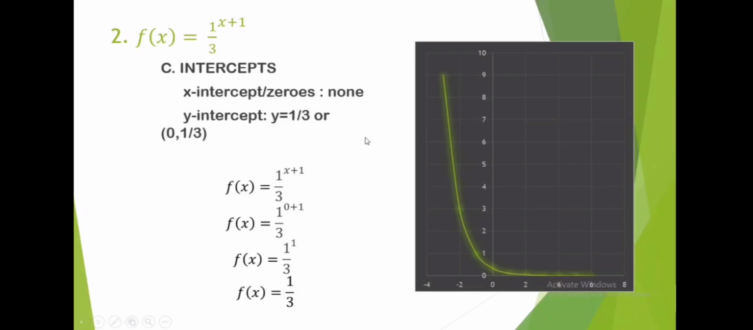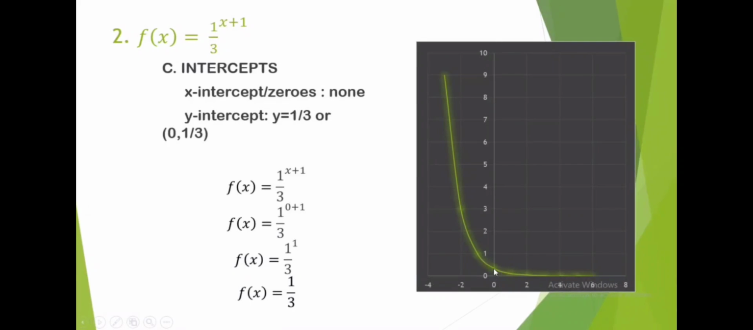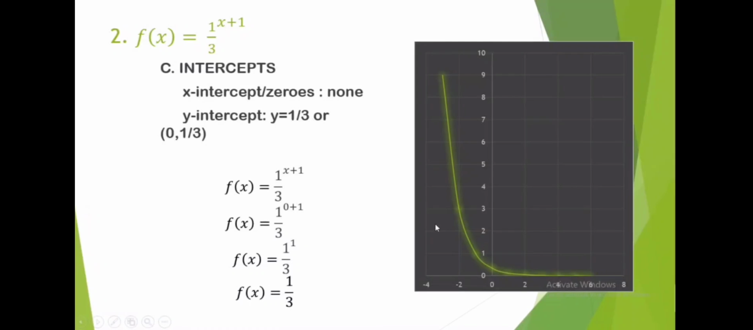As for the y-intercept, let us observe the y-axis. Our graph crosses the y-axis at this point, which is 1/3. And we can prove that by solving it using our function, substituting x with 0. So we have 0 plus 1 is 1. (1/3) to the power of 1 is still 1/3. So our y-intercept is 1/3 or (0, 1/3).